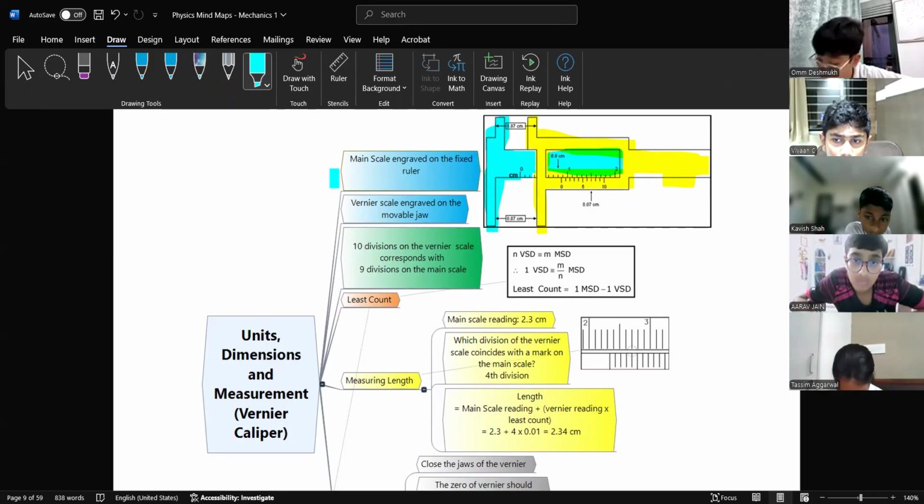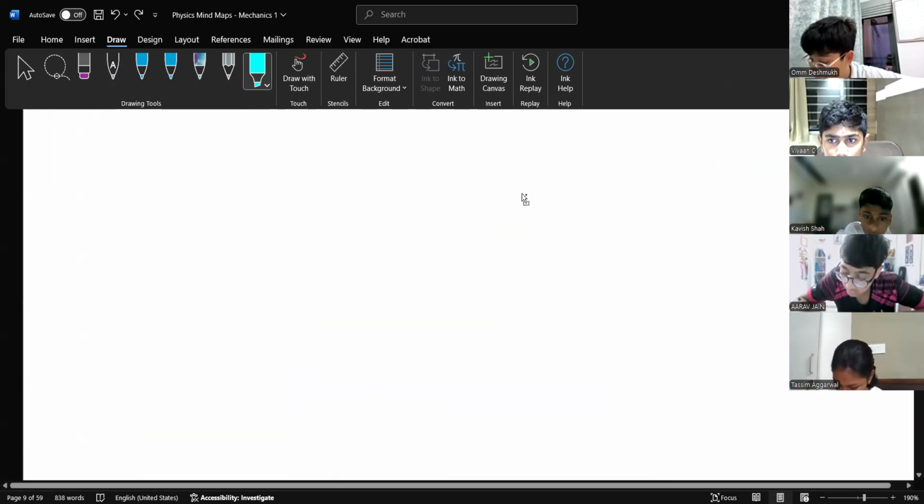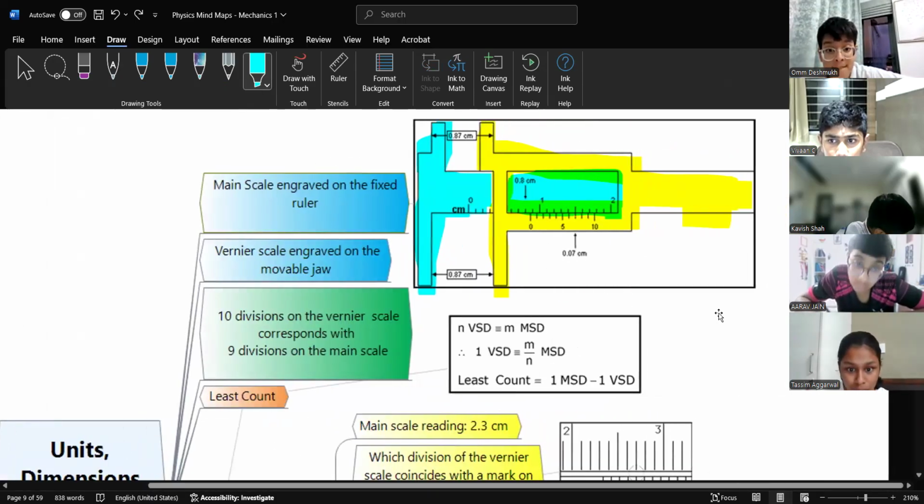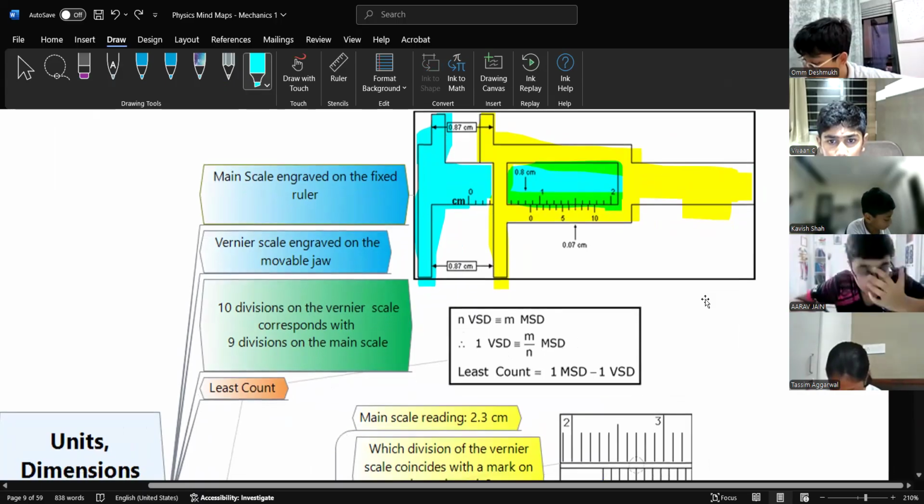Okay, sir. The numbers like 0.07 centimeters. Sir. Try writing it. Okay, sir. I can magnify the diagram for you if you want. It's clearly visible now. Sir, can you scroll down? I need to write.